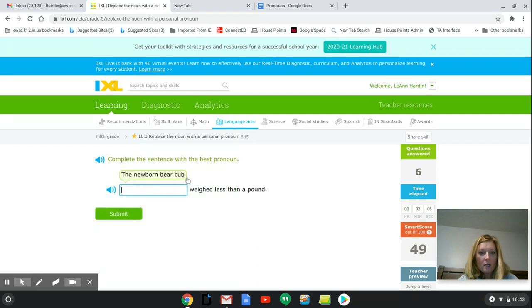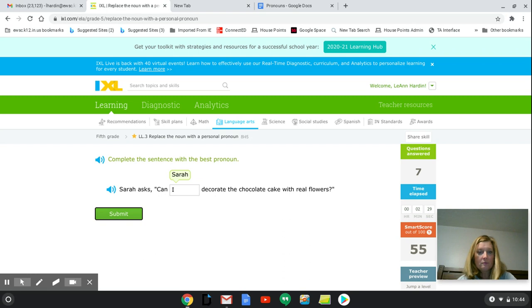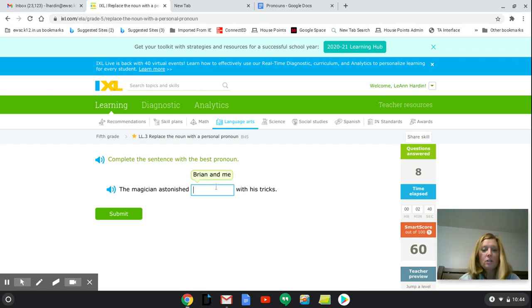The newborn bear cub weighed less than a pound. Well, a bear cub is going to be an it if we don't know any better. Okay. Sarah asks, can Sarah decorate the chocolate cake? Well, she's asking about herself. So she's going to say, can I, right? Make sure you capitalize the pronoun I, though. Here we go. The magician astonished Brian and me with his tricks. Oh, he astonished Brian, but me also. So we're going to use us. He astonished us with his tricks.